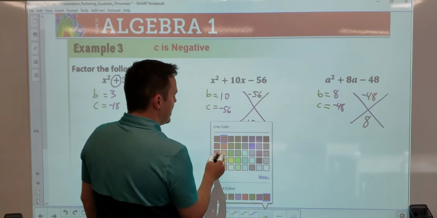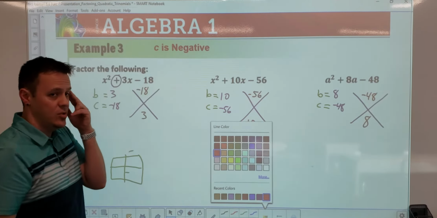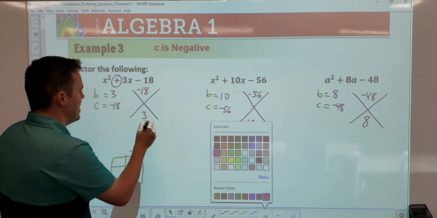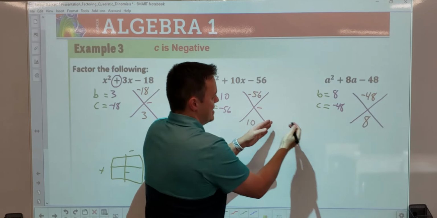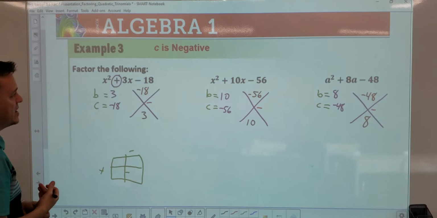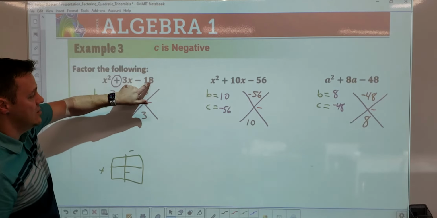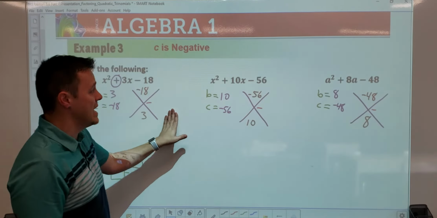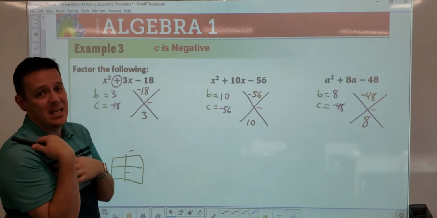I do want you to write this in a specific way, just for your brains to process what we're about to do. We're going to put the positive here and the negative on this side, so you know it to be something minus this. Something minus this, something minus this. That way you'll get in the habit of understanding this process. You just have to know that when you see negative in front of the c value, one of these numbers has to be positive and the other one has to be negative. That's the key. So what two numbers multiply together to make negative 18?